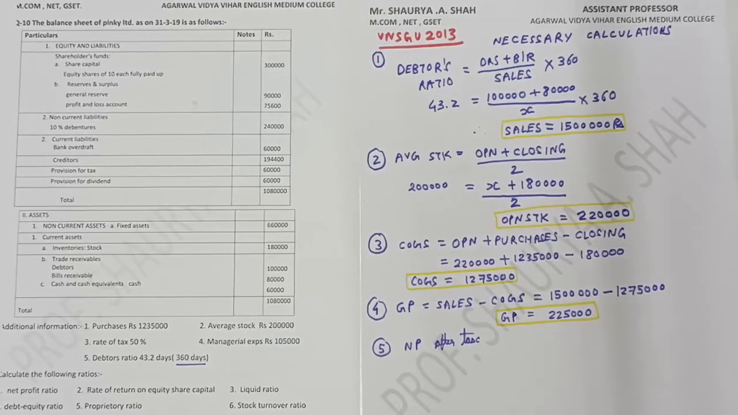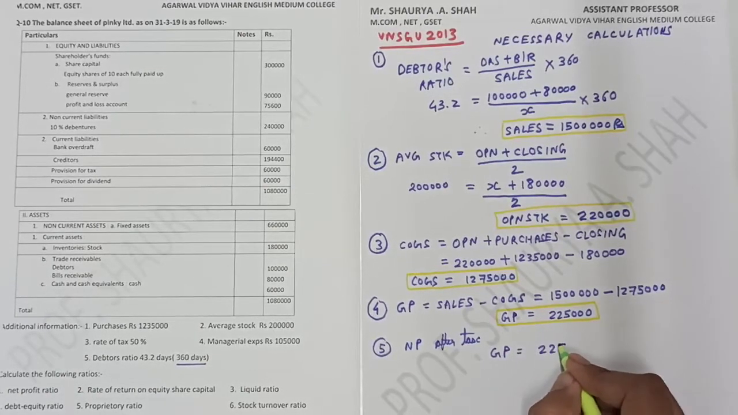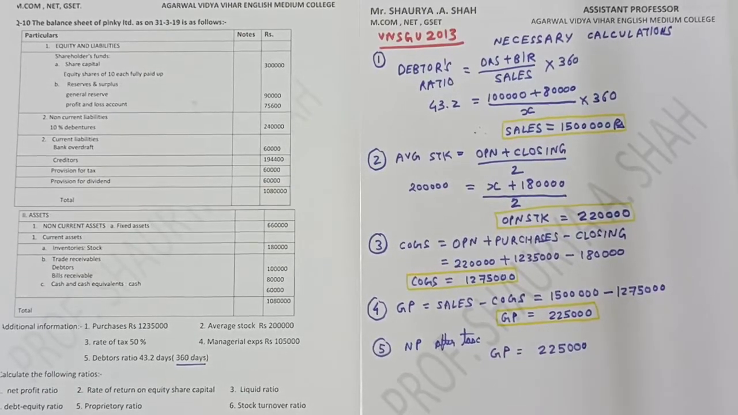So start with the gross profit, students, right? Gross profit is equals to 2,25,000. I am having it, right? Just imagine you are preparing final accounts. From your trading account, you have just got the gross profit. Now this gross profit will be transferred to P&L account. I hope everyone agrees, right?